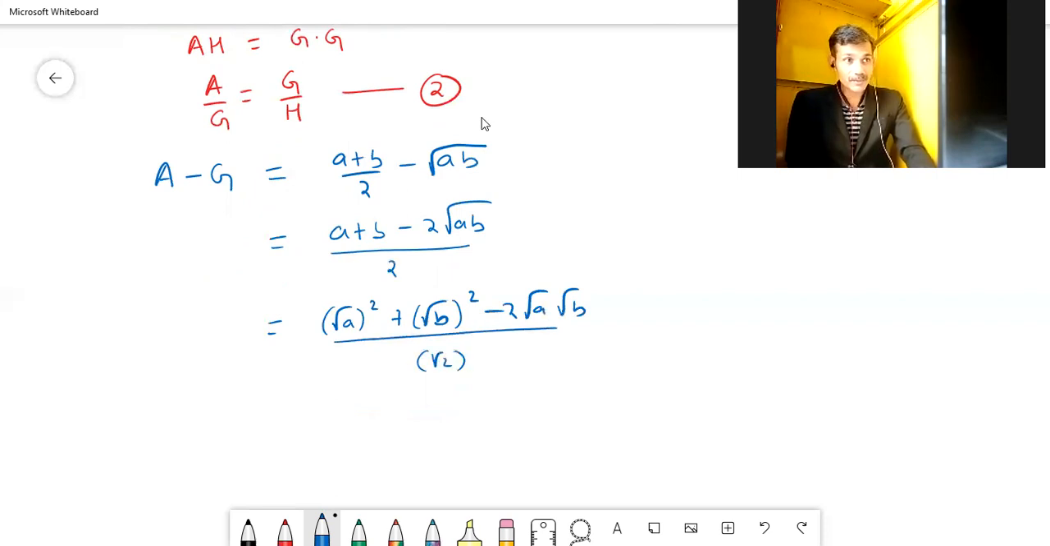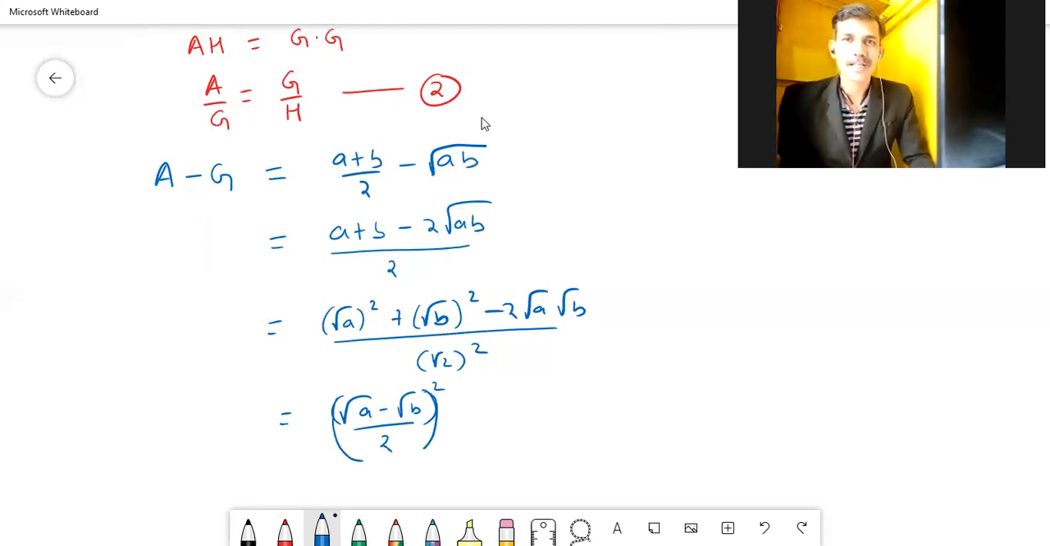This can be written as the square of root 2. This one is how much? It is in the form of A square plus B square minus 2AB. Then this is nothing but A minus B whole square. Here root 2 whole square is there. So what can you write all together? Square root of A minus square root of B, by root 2, whole square. See, the square of any quantity will always be positive. So this is greater than 0.